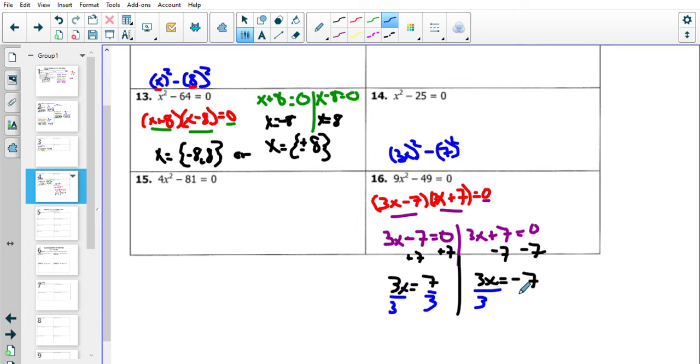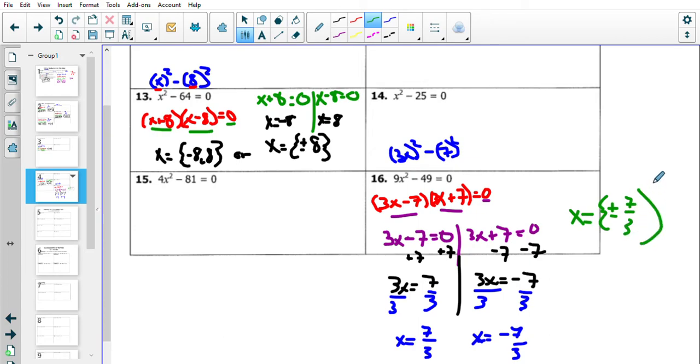And both of these are the same. So I'm dividing by 3, and that leaves me with x is equal to, and I actually can't reduce 7 over 3, so I leave it as 7 over 3. Same thing over here, I leave this as negative 7 over 3. Okay? So again, we can write this in two ways. I'm just going to use the way that I normally write it, which is positive negative 7 over 3. There we go.